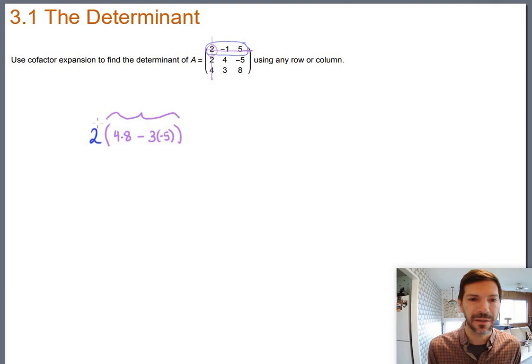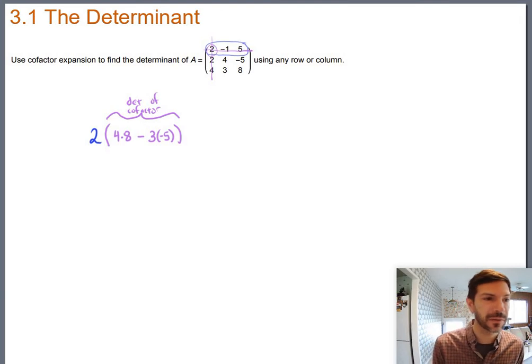And this is 2 times the determinant of what's left when you cross out 2's row and 2's column, which is called the cofactor. So the determinant of the cofactor. So we do the same thing for the next entry in the row. So go over to -1 and say, we'll basically do the same thing.